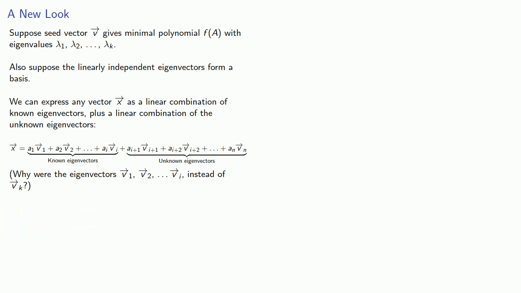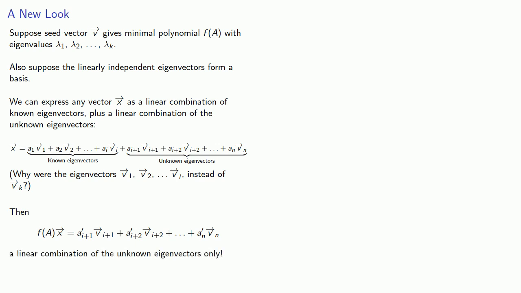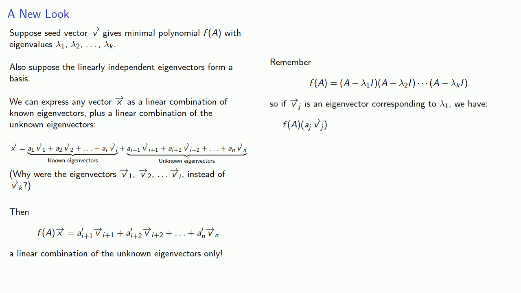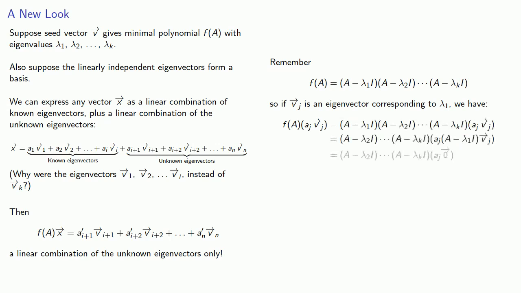And here's the important connection to make. If we apply our minimal polynomial to this vector x, what we get is a linear combination of the unknown eigenvectors only. Remember, that's because our minimal polynomial can be written as a product of A minus the known eigenvalues, and the factors can be rearranged. So if I apply f of A to a scalar multiple of any of the known eigenvectors, I get the zero vector. In other words, f of A applied to my vector x will eliminate the components of x that are linear combinations of the known eigenvectors.